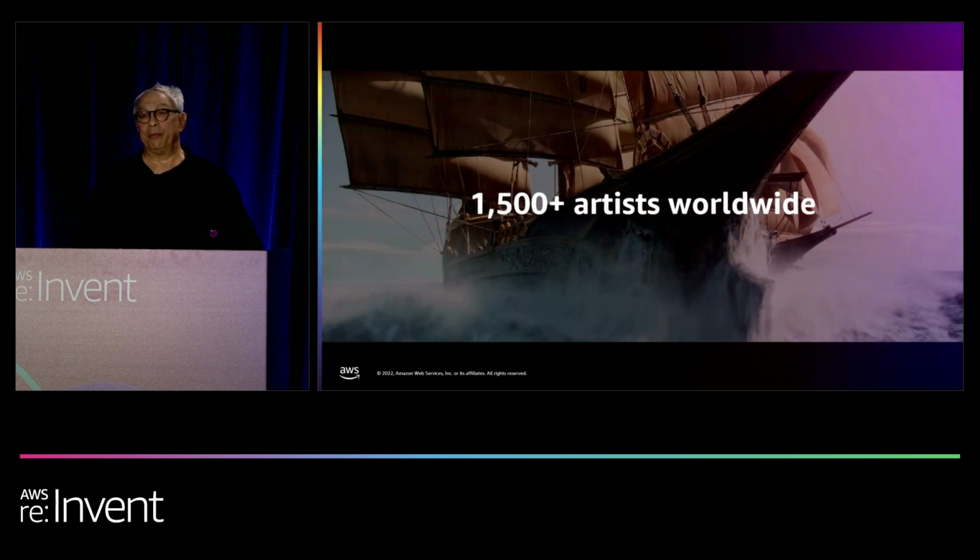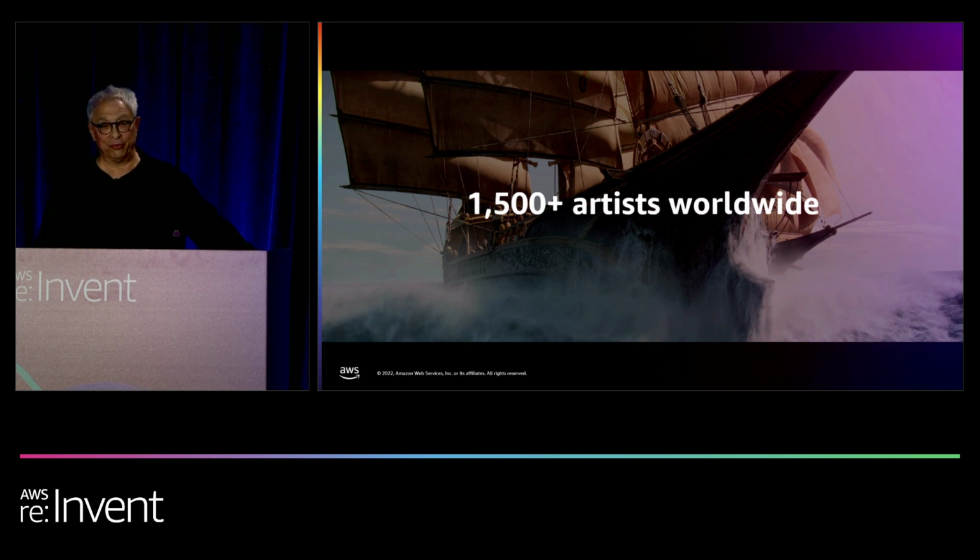We wound up using 1,500 artists. We scaled to 1,500 artists all across the world. That's not including the artists that we had in New Zealand. We had hundreds of artists in New Zealand. Our crew in New Zealand at the wrap party was 1,700 people.